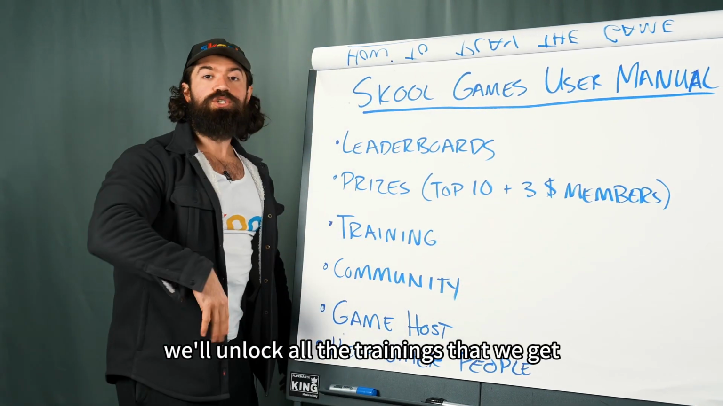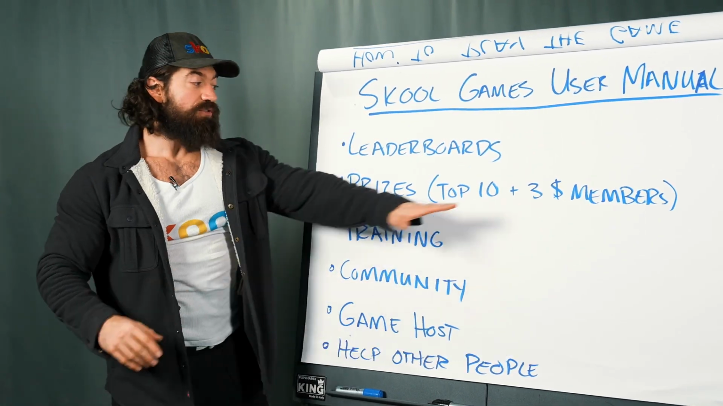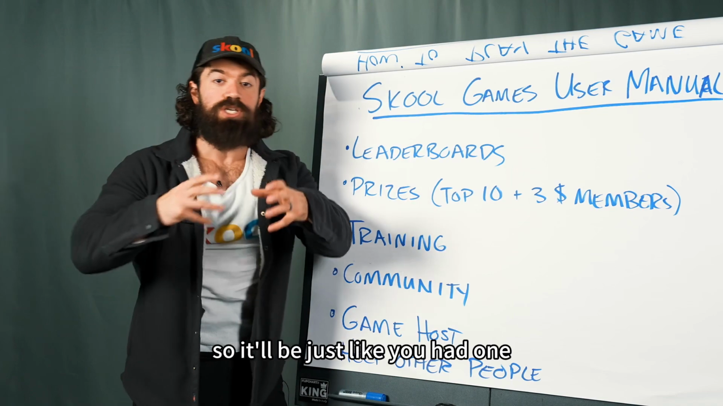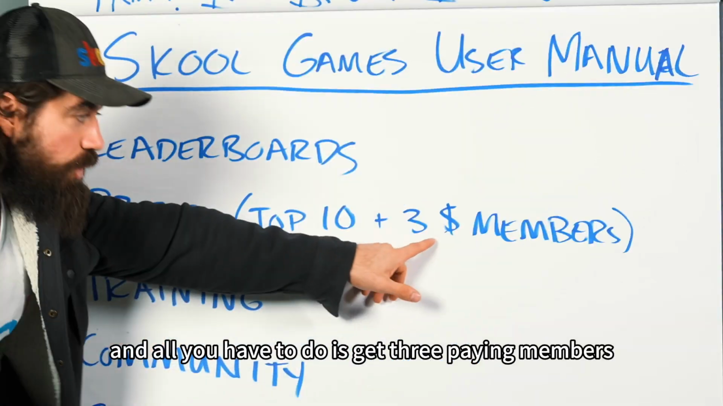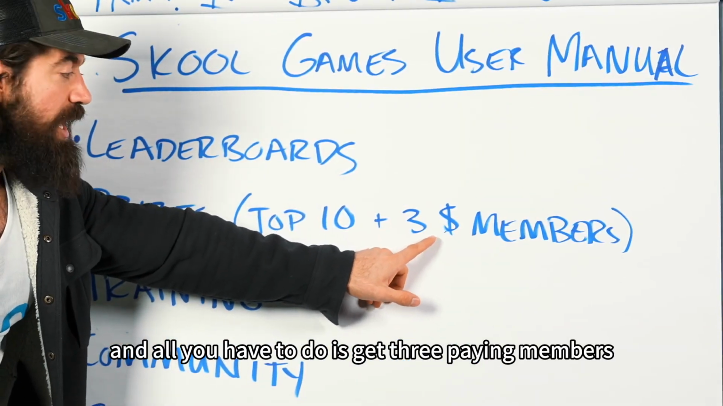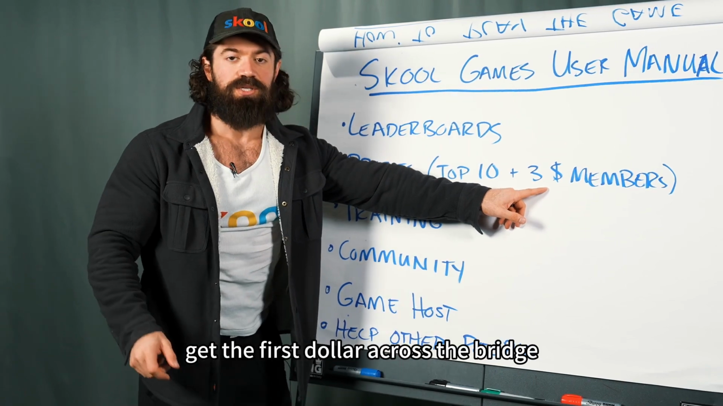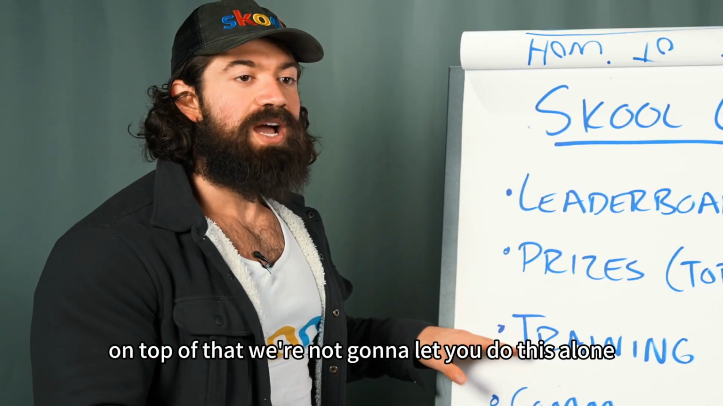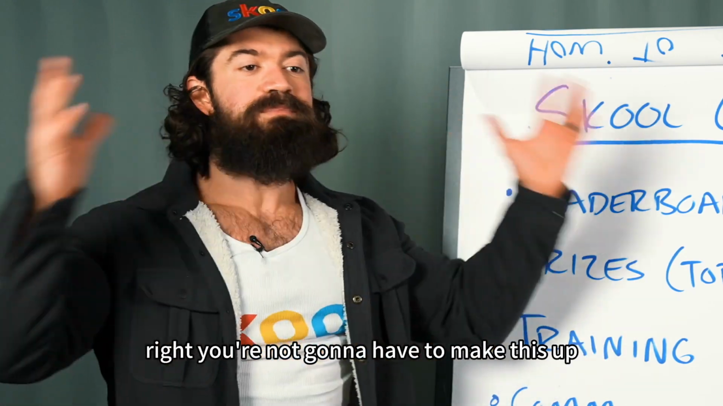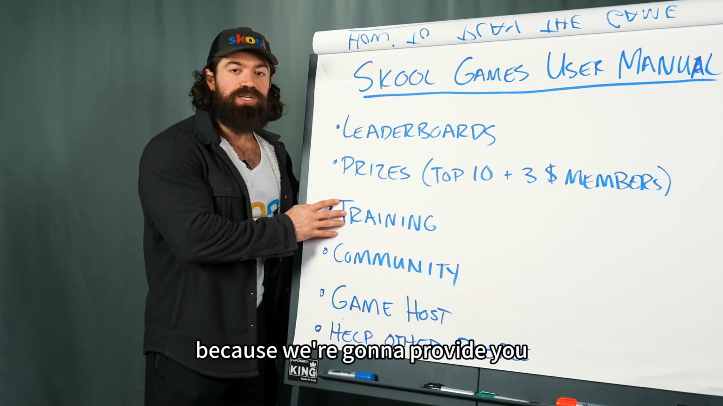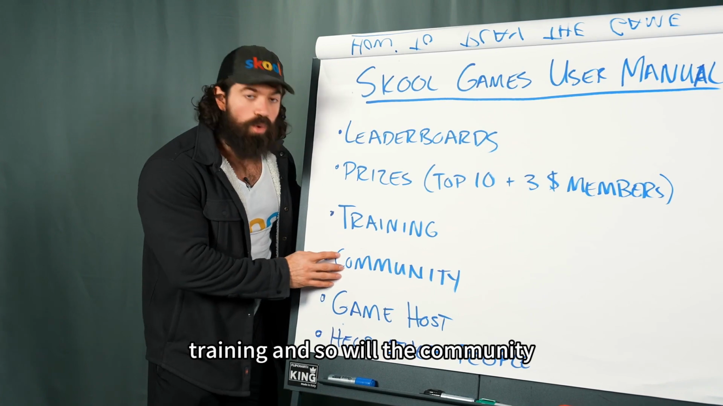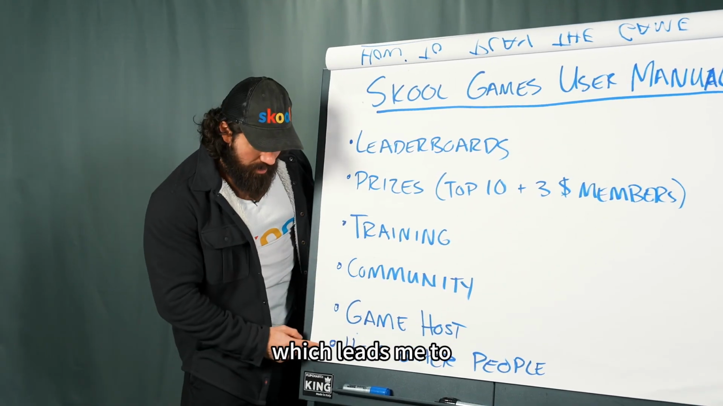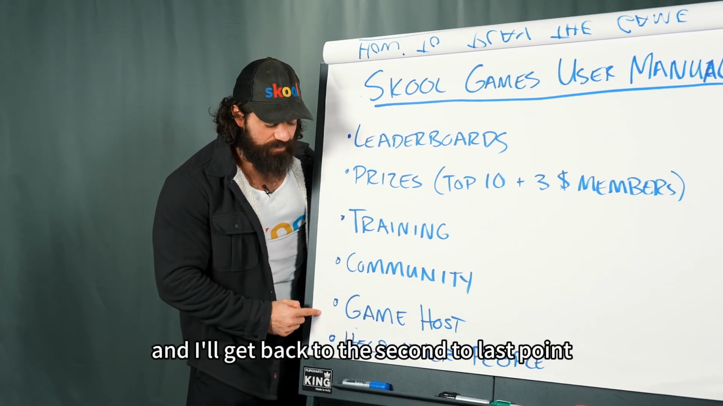But for everybody else, if you get just 3 paying members into your Skool community, we'll unlock all the trainings that we get from that top 10 day. So it'll be just like you had one, and all you have to do is get 3 paying members. Get 3 people, get the first dollar across the bridge. It'll change the way you see business because you'll believe it's possible. On top of that, we're not going to let you do this alone, right? You're not going to have to make this up, because we're going to provide you training, and so will the community.